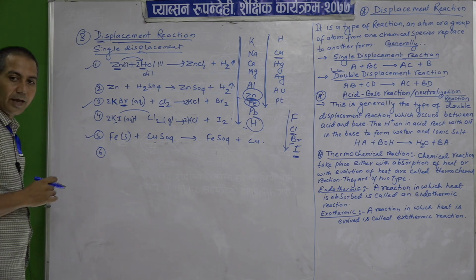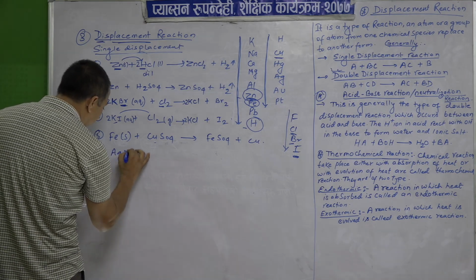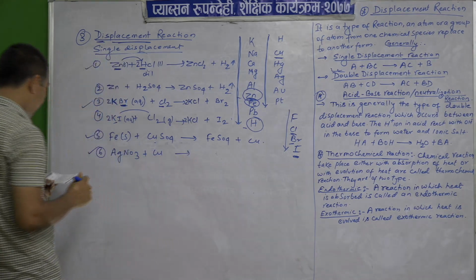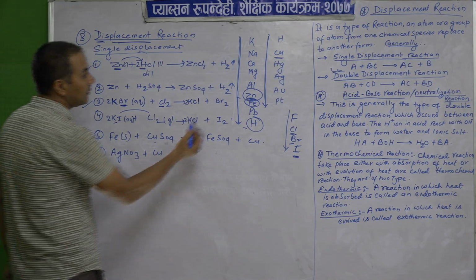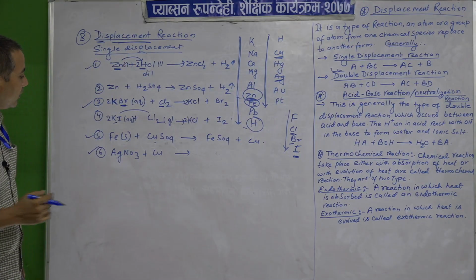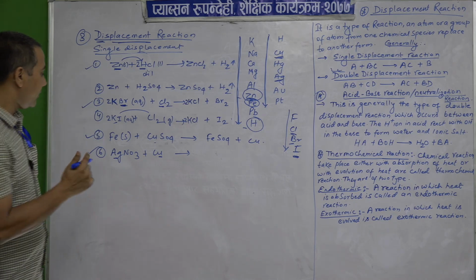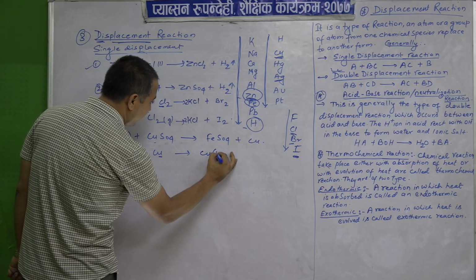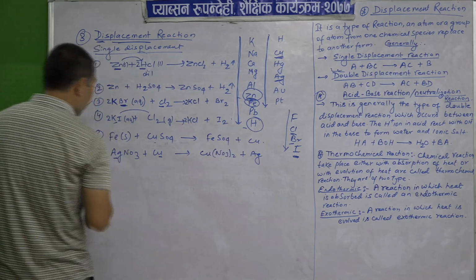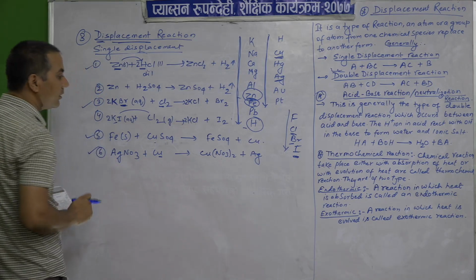Understand what I say? I think now it is somewhat clear for you. Then the next one, AgNO3, silver nitrate, reacts with copper. Will the reaction take place or not? Let's see, silver and copper. Which one is higher, silver or copper? Copper is more reactive than silver. Therefore, we get copper nitrate plus silver. So, in this way the reactions take place.